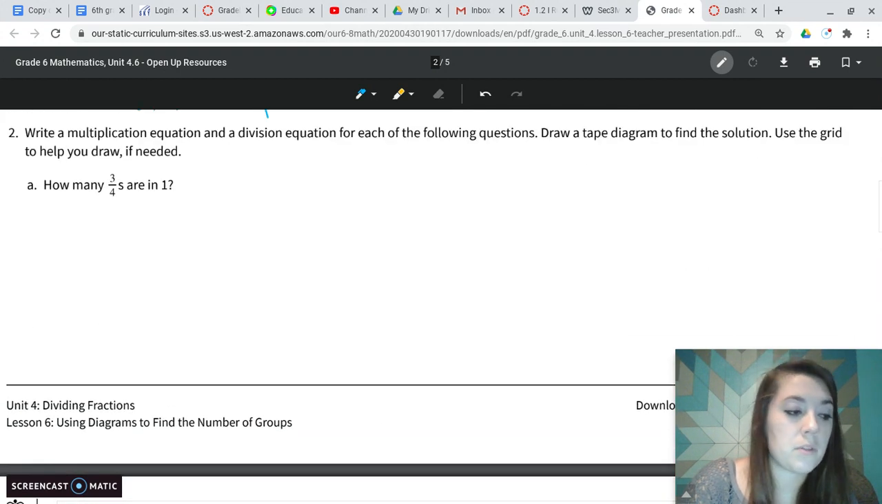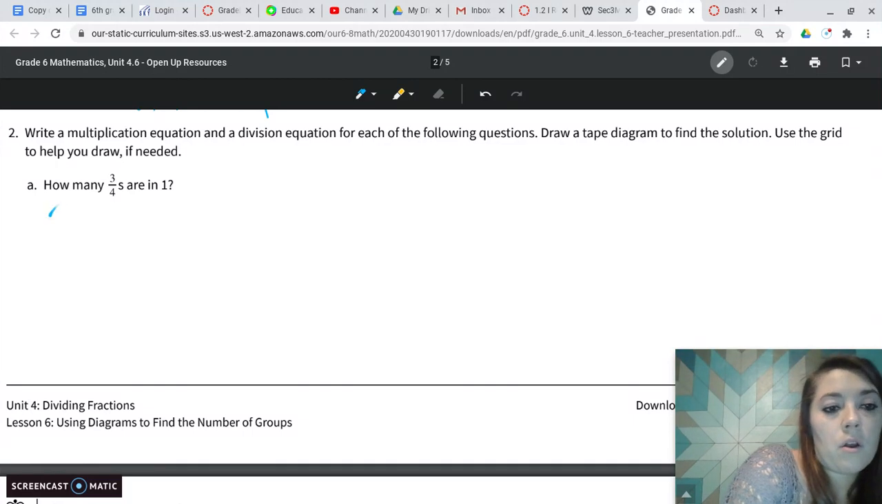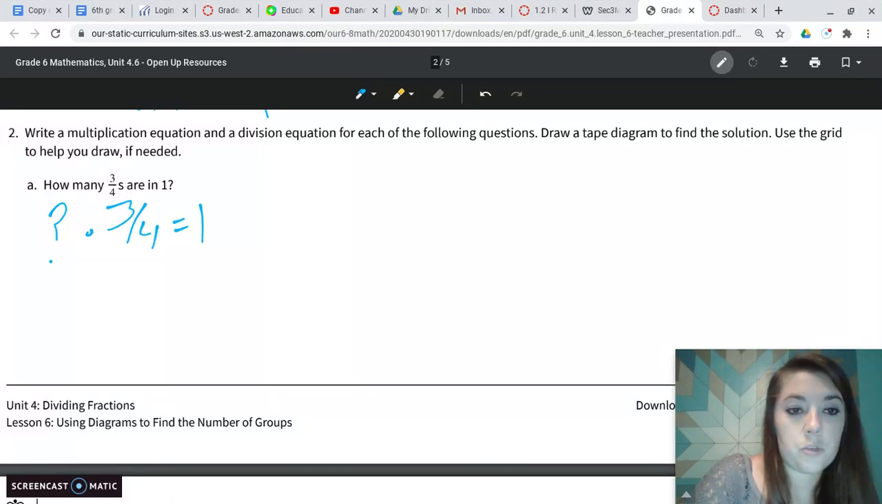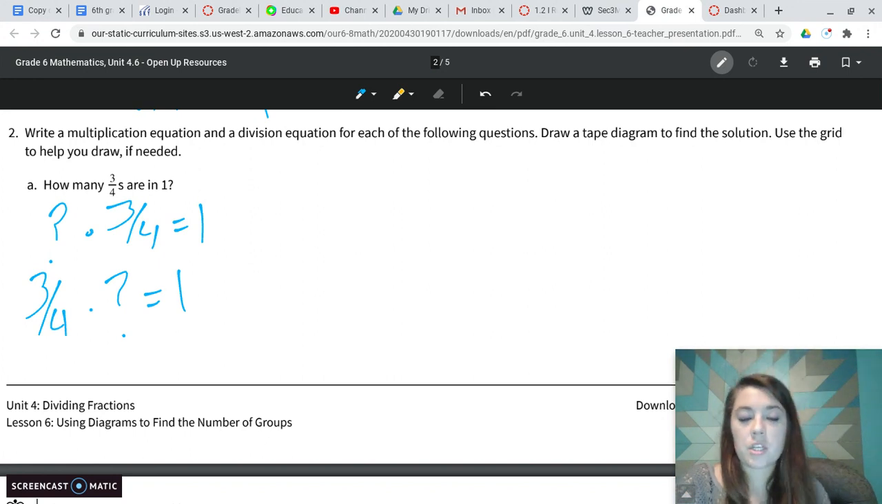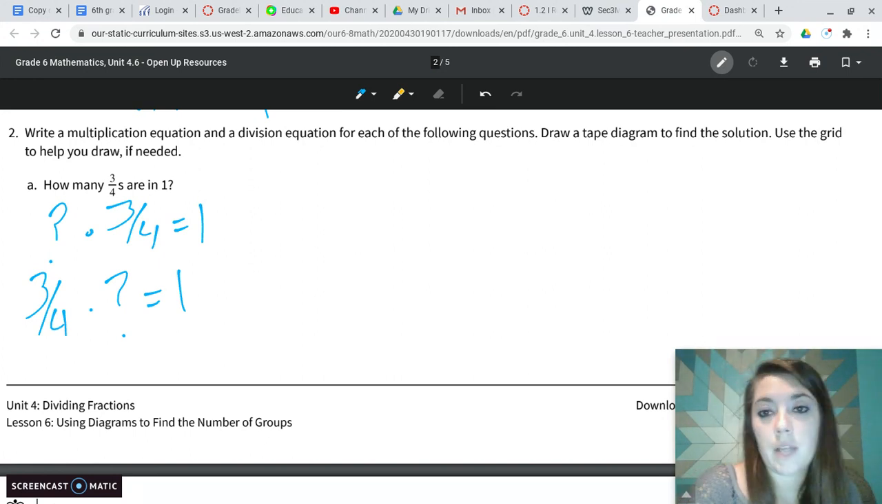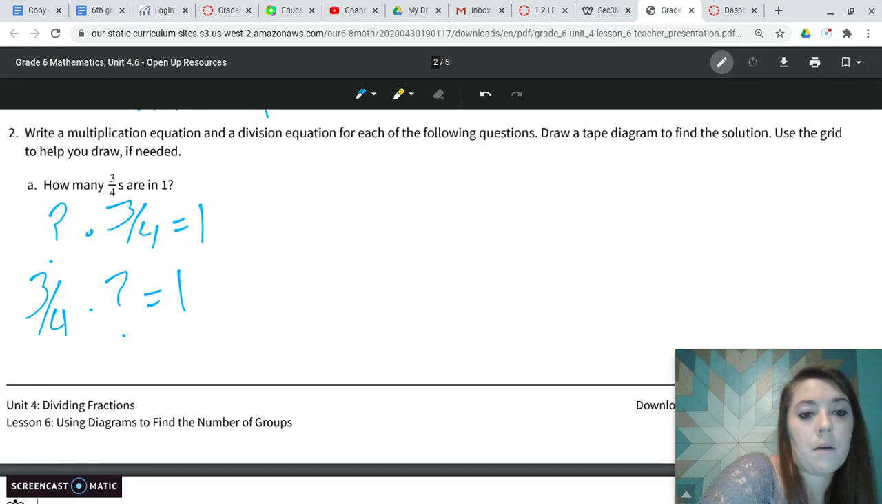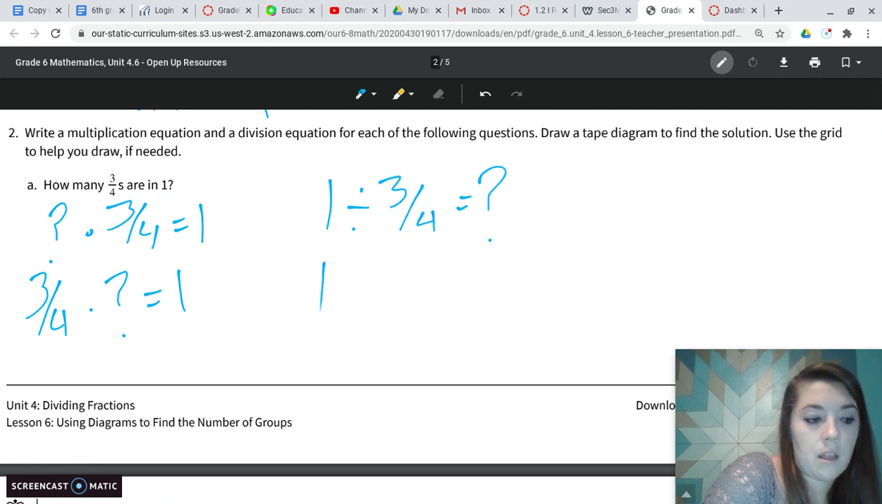But we'll start with the multiplication equation. So question mark times 3/4 equals 1. There's one way we can write it, or we can write it 3/4 times question mark equals 1. Remember, multiplication is commutative, so we can flip it around and it works the same way. Now for the division, 1 divided by 3/4 equals question mark, and 1 divided by question mark equals 3/4.